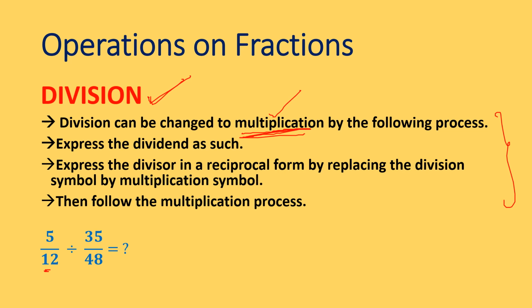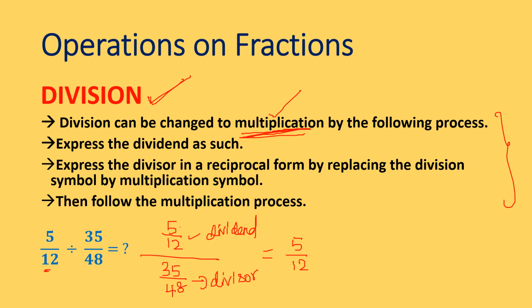Express the dividend as such. So first I am writing the given fraction like this: 5 by 12, the whole divided by 35 by 48. Yes. So what is this 5 by 12? It's the dividend. And what is 35 by 48? It's the divisor. So now we'll start applying the rule. Express the dividend as such. So I am expressing the dividend as such, which is 5 by 12.